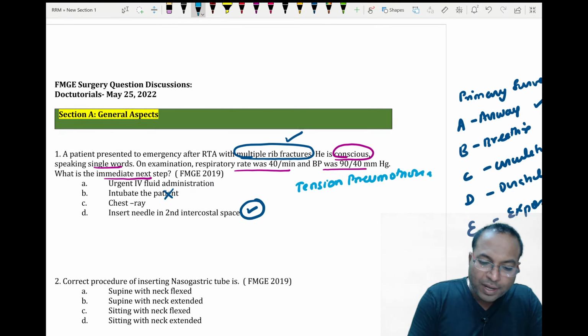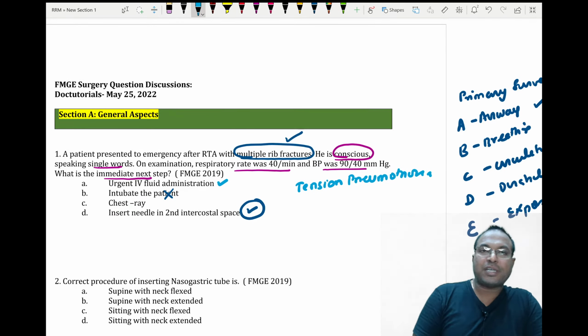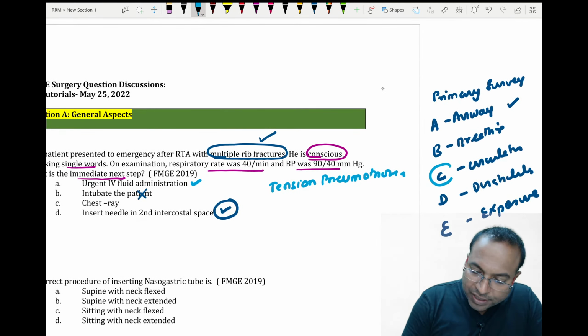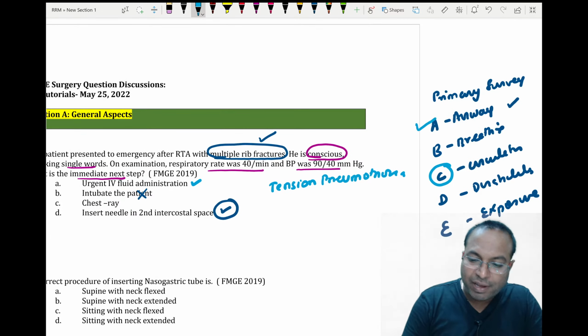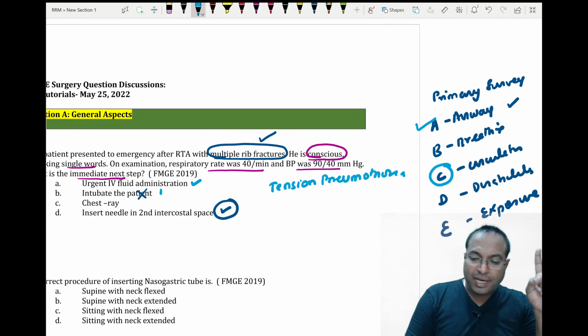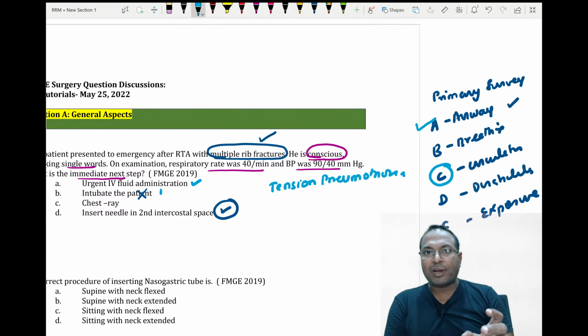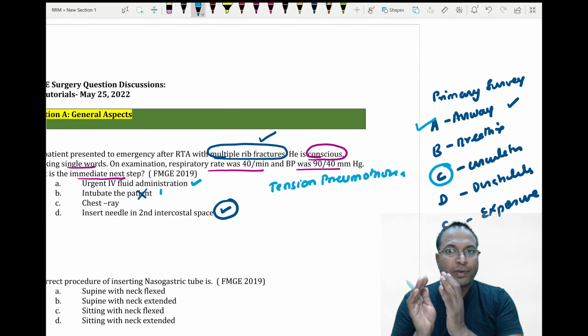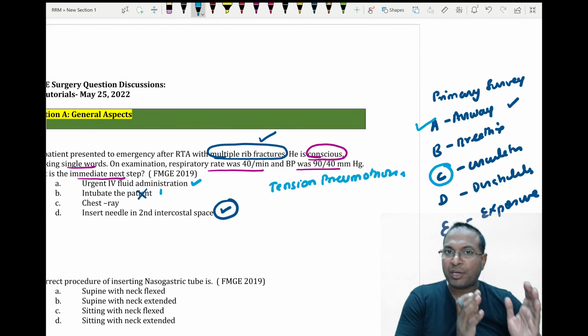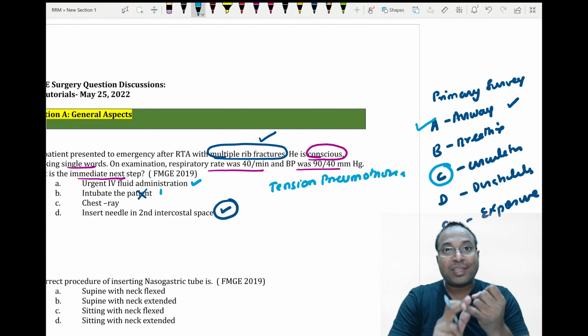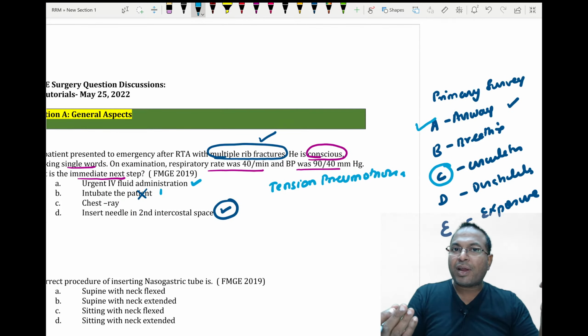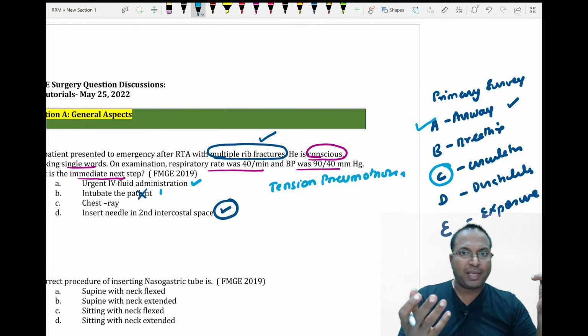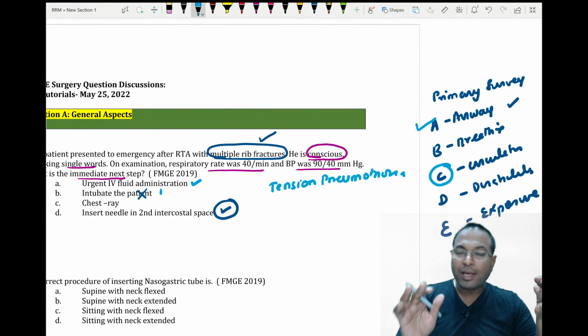Why not go for urgent IV fluid administration? Please remember, circulation is the third one. The first one is airway, that is intubation. I am telling you again and again, the same question will come, and for the remaining questions I may not be giving you the detailed explanation. Please understand the basics of any trauma patient. Any trauma patient coming to the casualty, you have to see whether his airway is good. How to check for airway? He will speak. If a patient is speaking, saying, sir, I am fine, I am able to speak, it means his airway is good. Number 1. B, breathing.